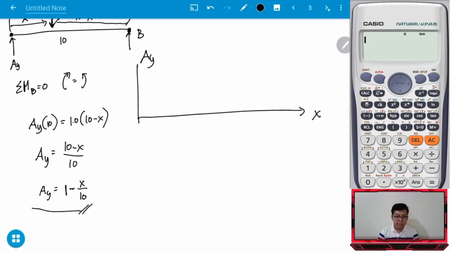This is the purpose of our equation. For example, set x equal to 0. With x here, let's check on the calculator: 1 minus x over 10. Let's calculate this function if x is equal to 0. What's the answer? 1. Therefore, it's here.